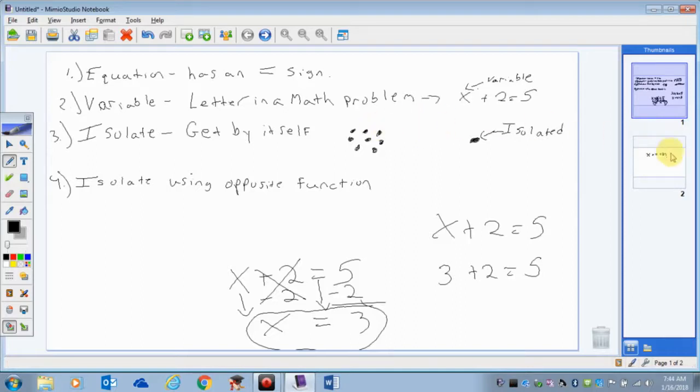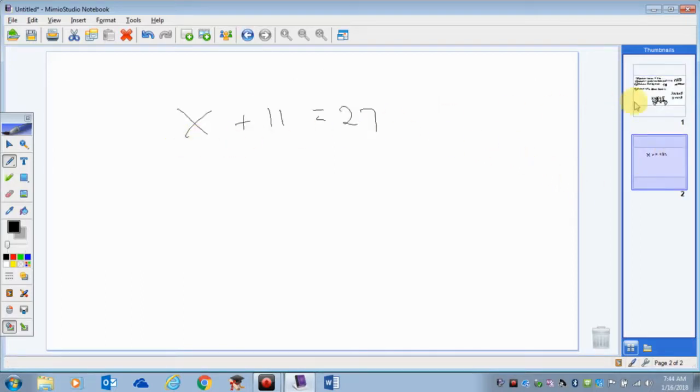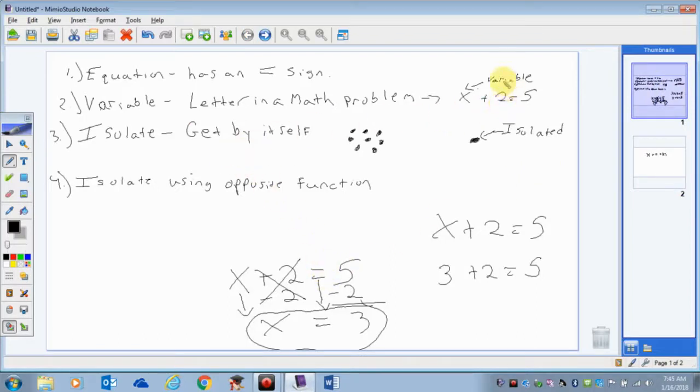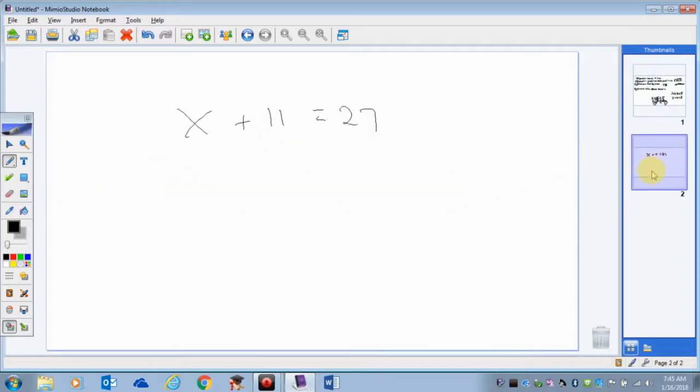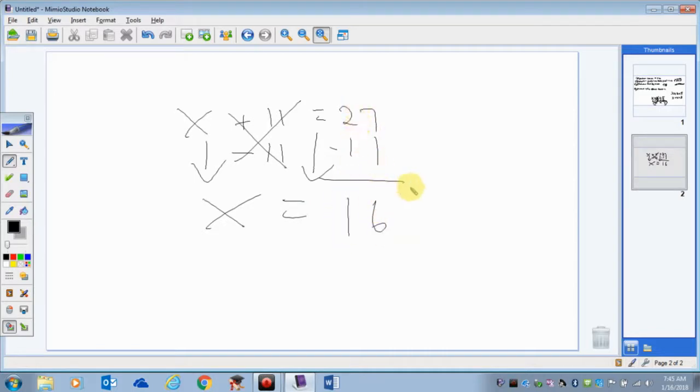So I come back over here. I want to know what x equals. The variable is x again. I need to get it by itself. To get it by itself, I have to use the opposite function. We're using addition, so the opposite function is going to be subtraction. It's being added 11, so I've got to subtract 11 from both sides. These two cancel out. X comes down. Equal sign comes down. 27 minus 11: 7 minus 1 is 6, 2 minus 1 is 1. So x equals 16.